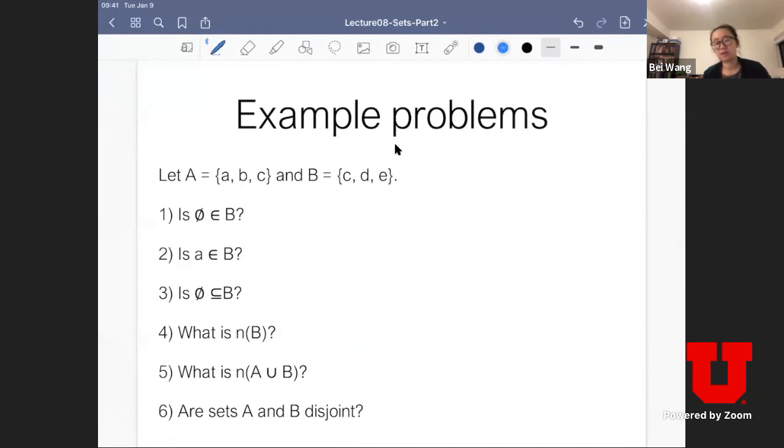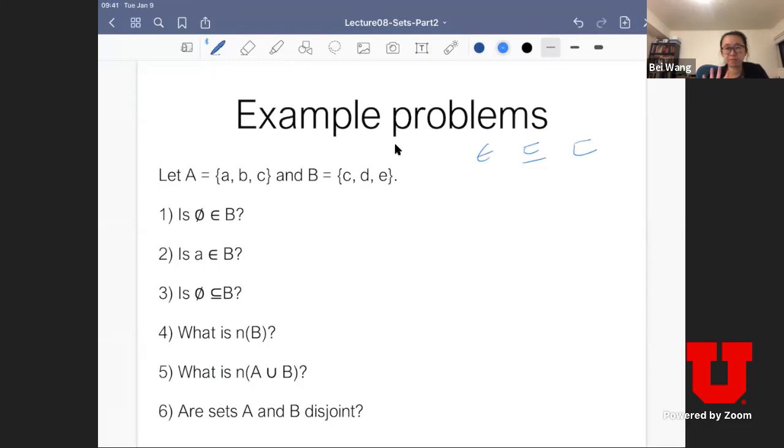Now let's look at set definitions, especially set membership. Recall this symbol means it's an element of the set. This symbol means it's a subset. This means it's a proper subset. So now I have two sets, set A and B, each has three elements. So the first question is, is the empty set an element of set B?